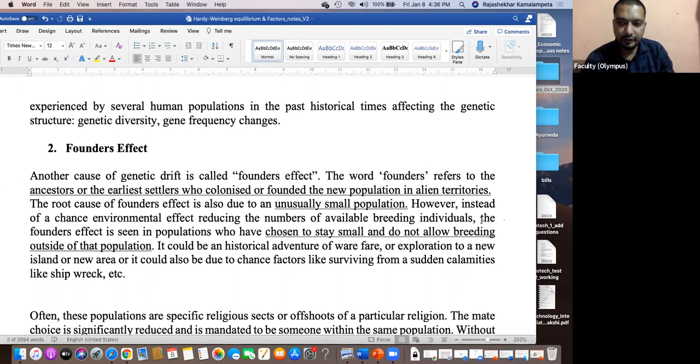So the founder's effect happens in small populations who live isolated from others, with more and more inbreeding happening there. Such an effect is called the founder's effect because they start really small, and what results is inbreeding. So: small population to begin with, isolation, inbreeding, reduced genetic diversity. These four terms you can use to explain it.